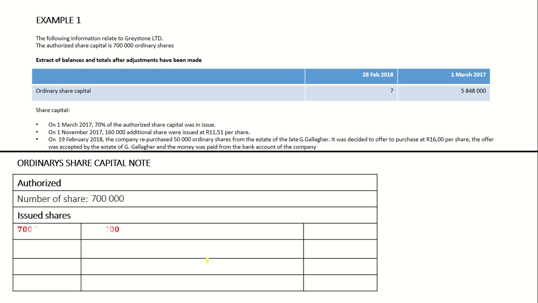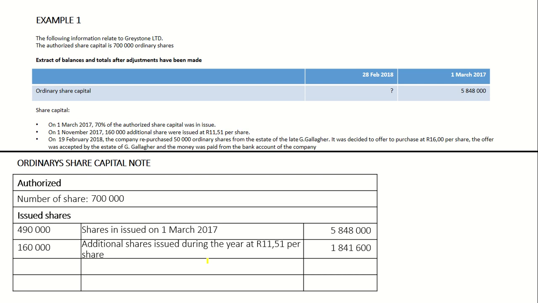At the beginning of the year, we had 70% of authorized shares issued, which is 490, and we're going to have 490 shares issued at the beginning of the year, which is the 1st of March 2017, and it'll give us our share capital of 5,848,000. And then we issued more shares, 160,000 shares during the year at 11 rand 51 cents, and that will give us 1,841,600.